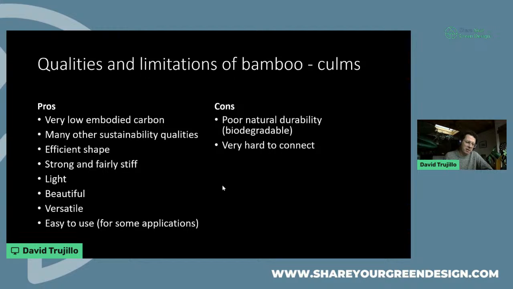The other thing to bear in mind about bamboo, in its natural column shape, the hollow round shape, is that it's really hard to connect.